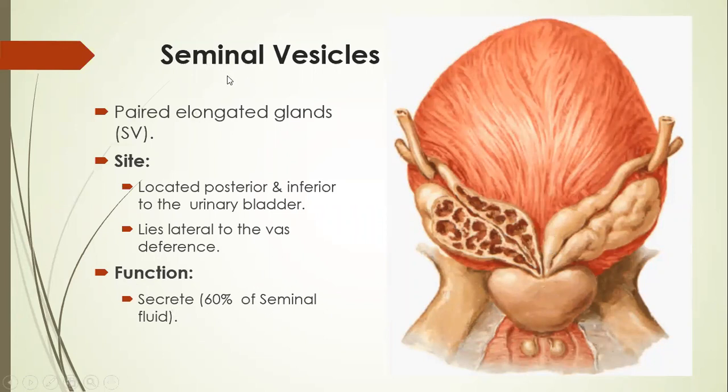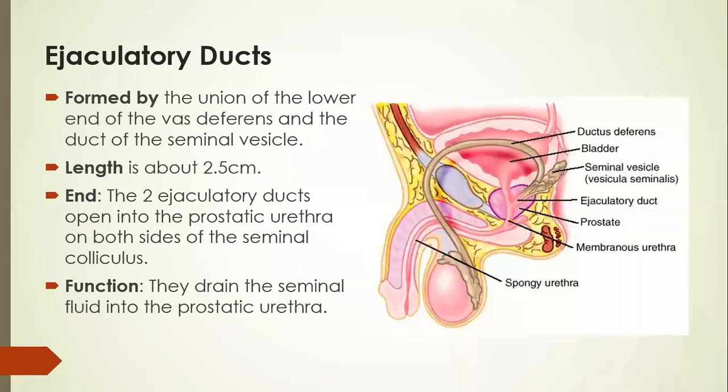So that's why the seminal vesicles derive this name, to form the seminal fluid, because 60% of this fluid is coming from the seminal vesicle. That's what it's called, the seminal fluid.